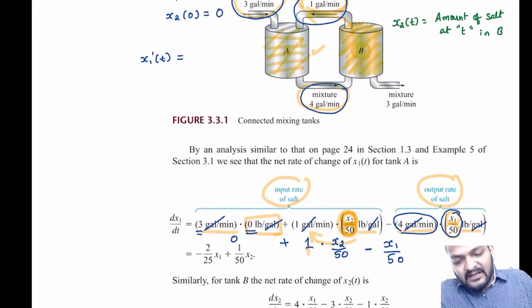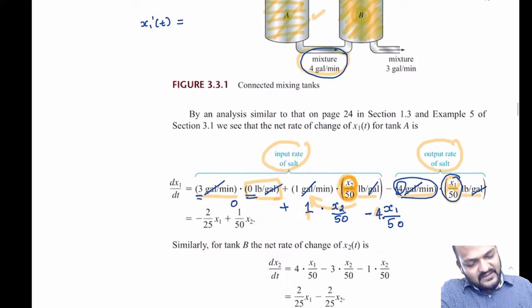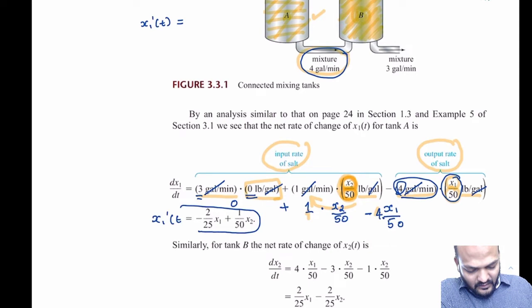If I simplify all that, I would like to write this in the usual way. And I think I made a mistake. This should be 4 times x1, because it's 4 gallons. I'm sorry. So if I simplify all that, I am going to have this particular equation, which is x1 prime of t equals minus 2 over 25 x1 plus 1 over 50 x2.